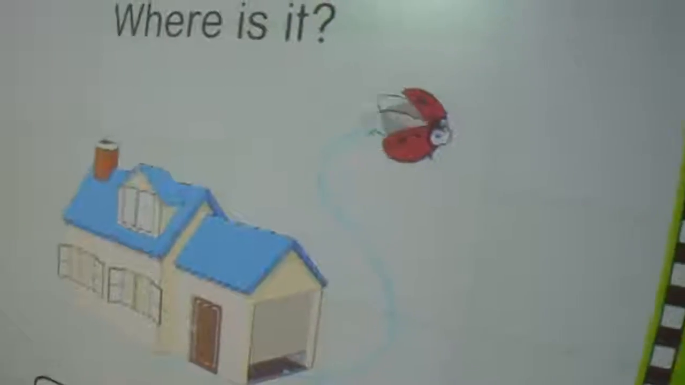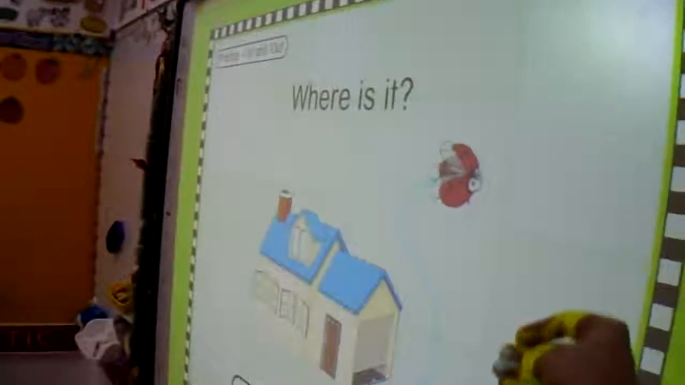Where is it? In, out, in, out. It's out of the house. Out of. Okay, so you can go in, out, in, out during the time that the slide is preparing to show the next section of text. That is useful scaffolding and guidance for your students.